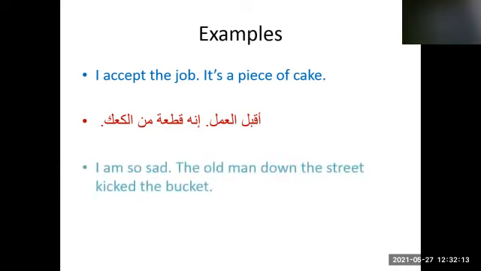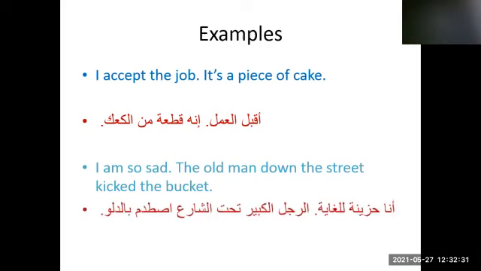I am so sad. The old man down the street kicked the bucket. أنا حزينة للغاية. Okay, I'm so sad. We understand this. الرجل الكبير, the old man, down the street, تحت الشارع, kicked the bucket. اصطدم بالدلو. What's the meaning of تحت الشارع? And also, هل إن شخص يصطدم بالدلو should make me حزينة للغاية? That's not comprehensible. There's something wrong here in this sentence.